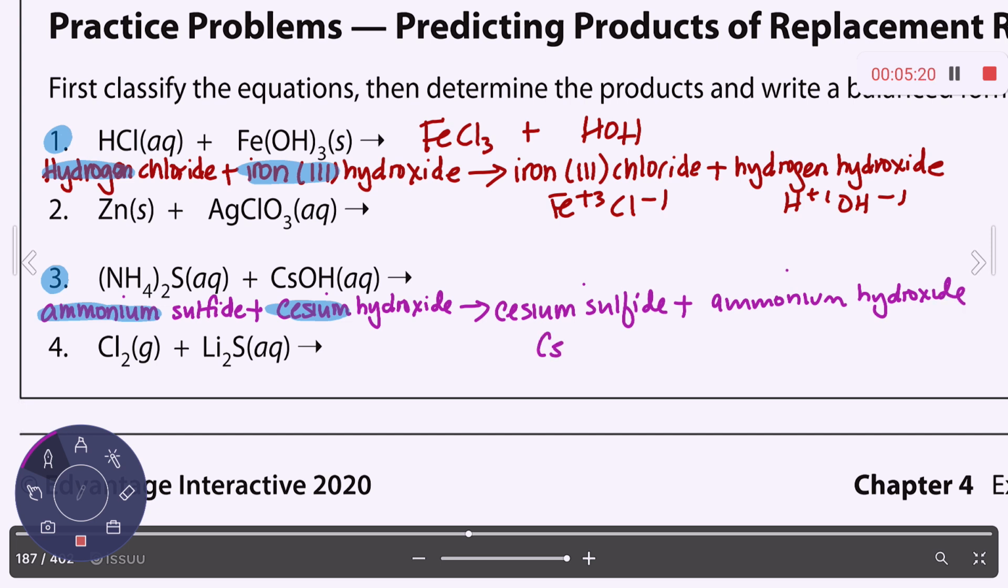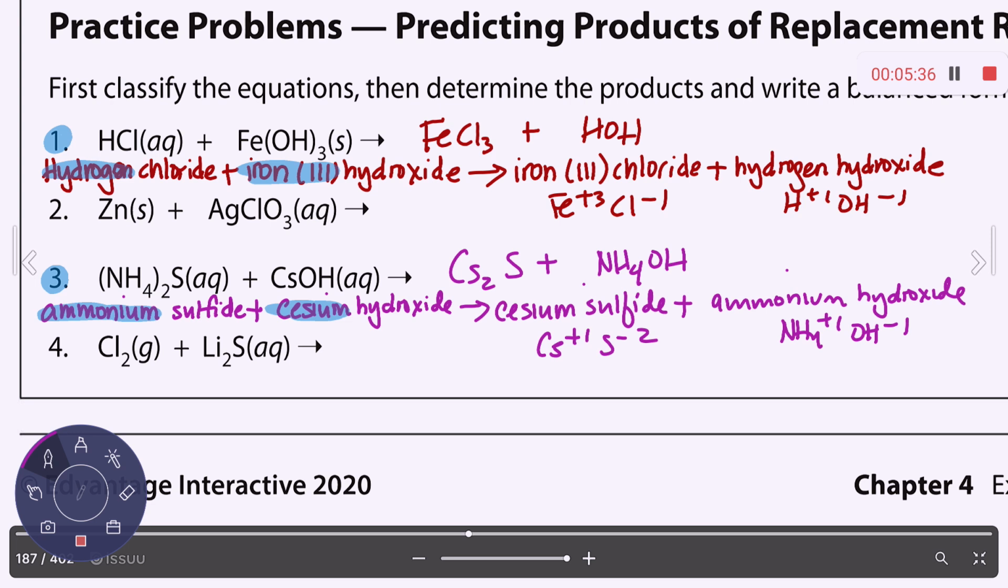Okay, cesium has a +1 charge, sulfide is -2, and then ammonium has a +1 charge, hydroxide is -1, so that's how you get NH4OH. I'm not going to balance that either. Okay, you get the idea.